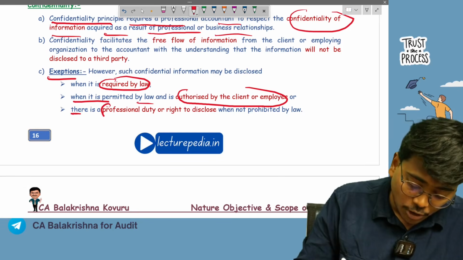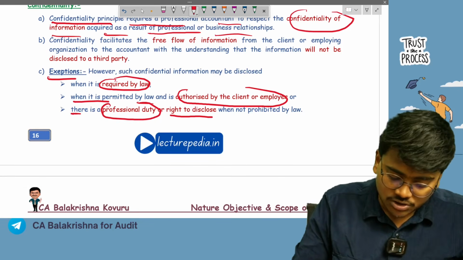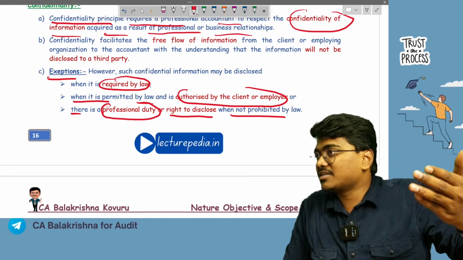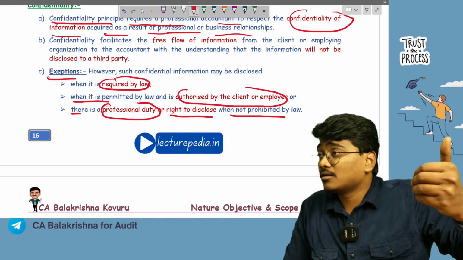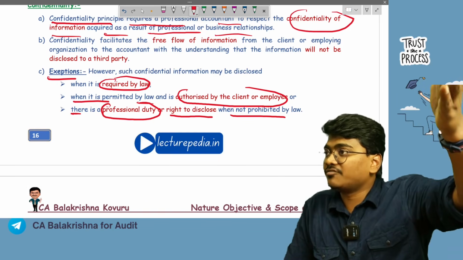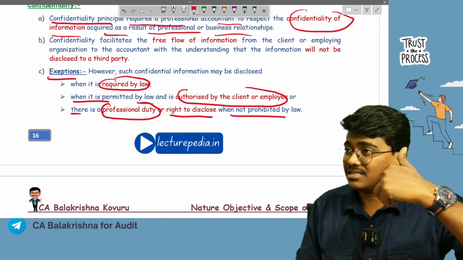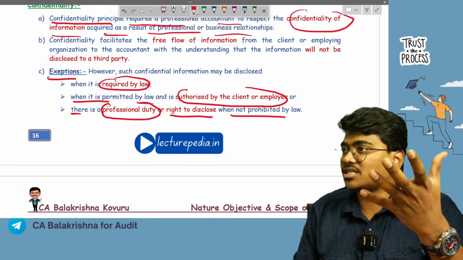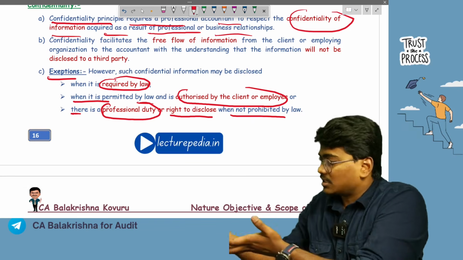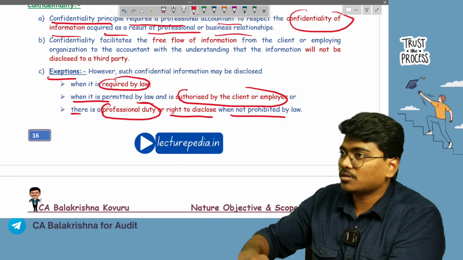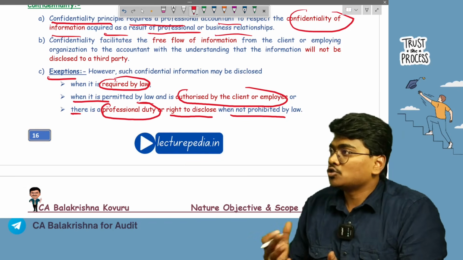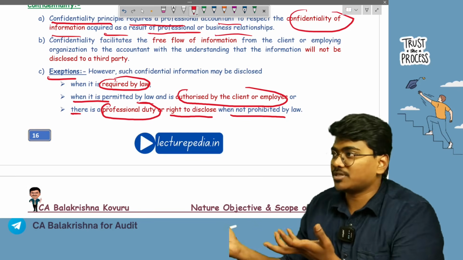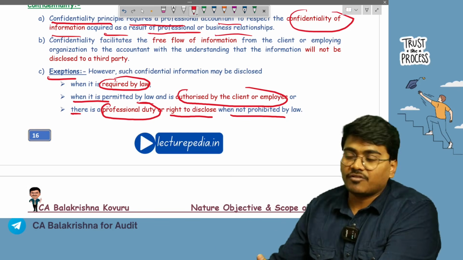Third exception, there is a professional duty or right to disclose when not prohibited by law. The example for this we have discussed is when requested by a peer reviewer or NFRA, National Financial Reporting Authority. There is a professional duty on the auditor in those situations to disclose the information, because without disclosing the information, the respective peer reviewer cannot review the audit that the auditor has done, right? So there is naturally a professional duty on the auditor to disclose the information for the purpose of peer review or review by NFRA. Got it?